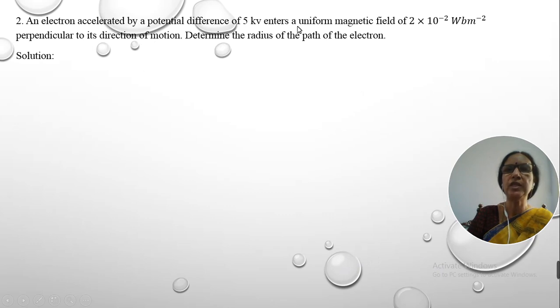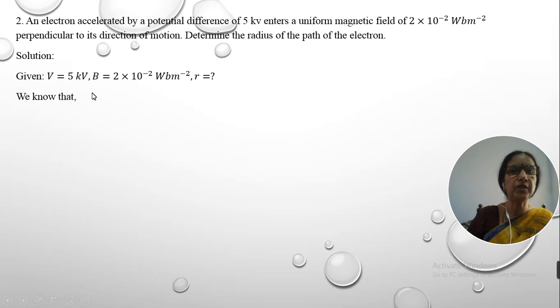An electron accelerated by a potential difference of 5 kilovolts, 5 × 10^3 volts, enters a uniform magnetic field perpendicular to its direction of motion. Determine the radius of the path of the electron. Again the same condition we have to make use of here. While solving the problem you write 5 kilovolt as 5 × 10^3. So same condition we use.